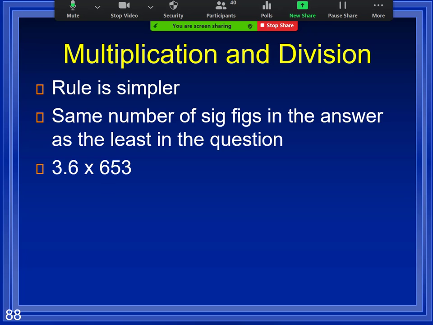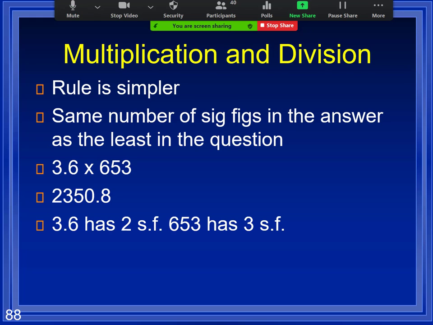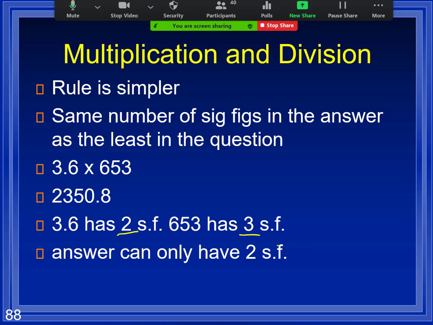Say, for example, I asked you to multiply these two numbers. Well, I'd get out my calculator, push 3.6 times 653, and my calculator would give me this answer, 2,350.8. Your calculator is going to give you the wrong answer because you always have to round it. So I look at that and I say the 3.6 has 2 sig figs because there's no zeros. And the 653 has 3 sig figs because there's no zeros. Which is smaller, 2 or 3? Whatever the smaller number is, that's how many you have to take. So since 2 is smaller than 3, my answer can only have 2 sig figs.